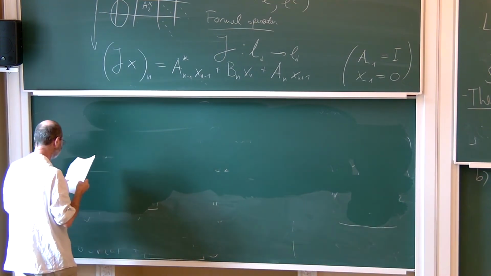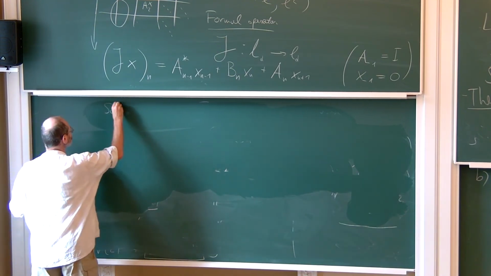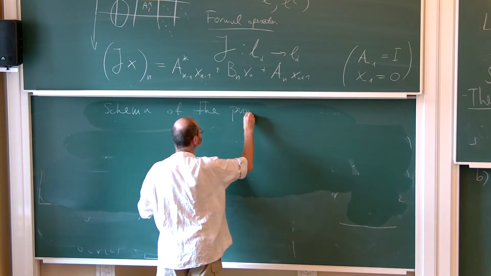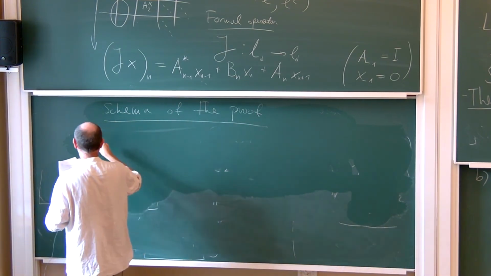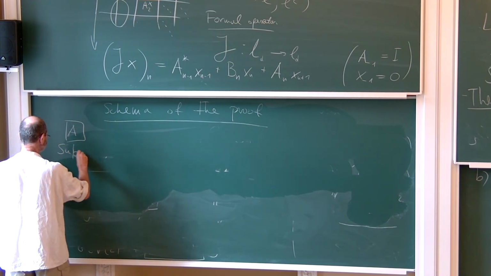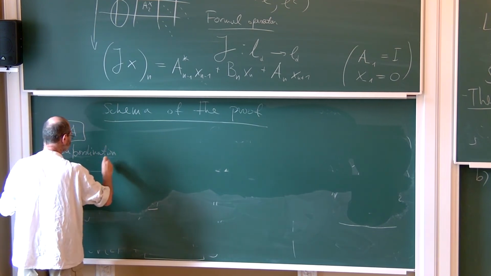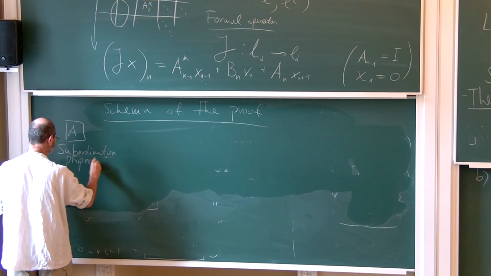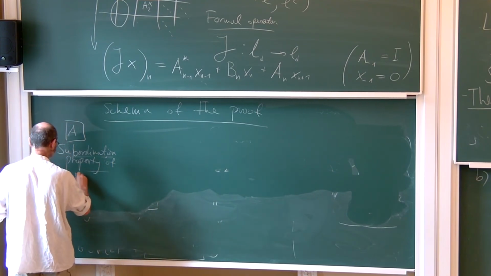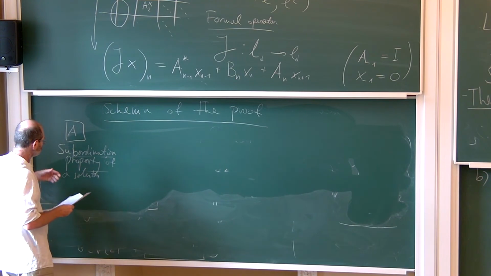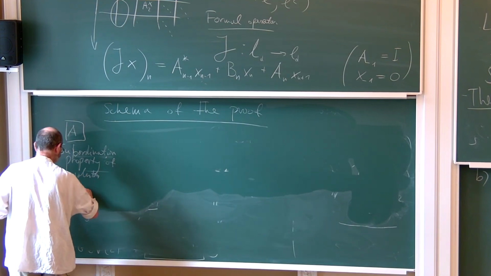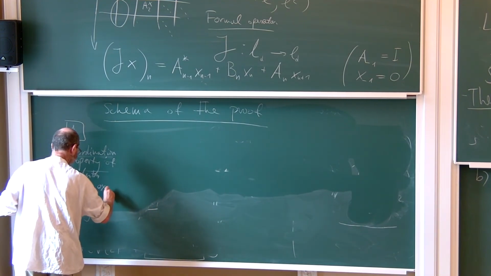Okay, so we have 4 objects, we can say. The object A, this is the subordination property of a solution, or non-existence of a subordinated solution.